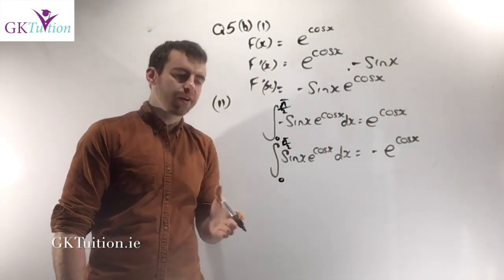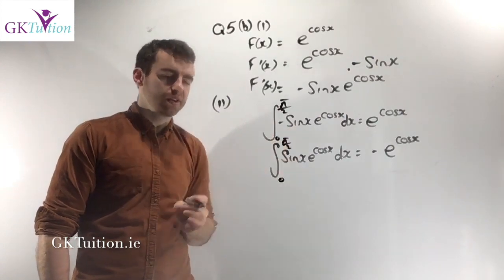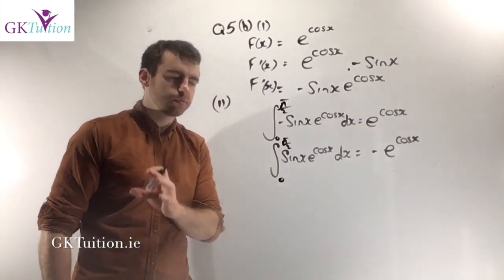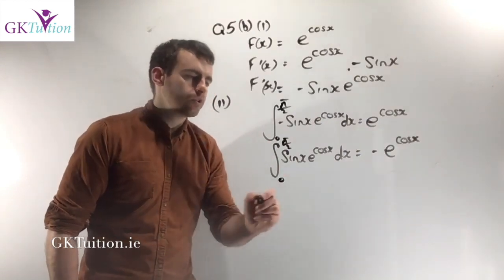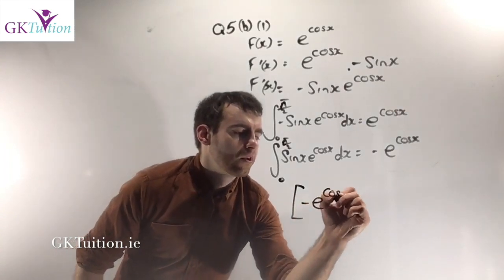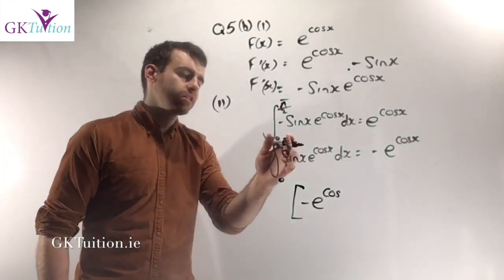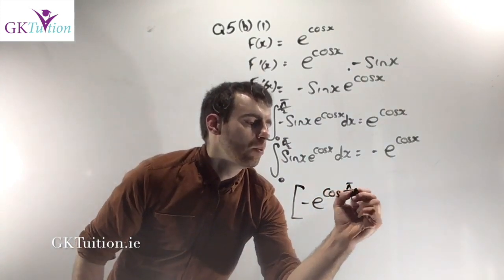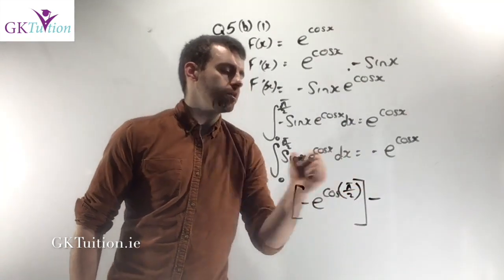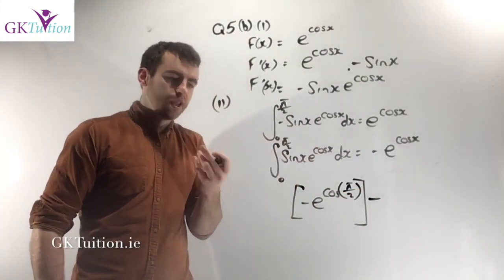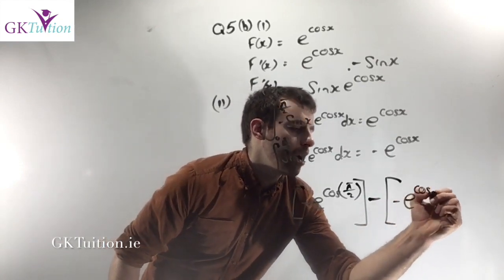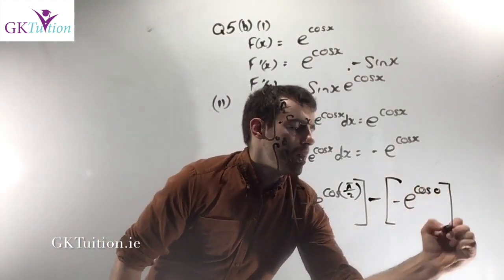So I've been asked to integrate this using the limits pi over 2 to 0. Basically that means I'm going to sub in the upper limit, pi over 2, and then subtract and sub in the lower limit. So the first thing I'm going to do is minus e to the power of cos, but instead of cos x, it's going to be cos of the upper limit, and the upper limit was pi over 2. Then I'm going to put a minus between them, rewrite it, but sub in the lower limit. So it's going to be minus e to the power of cos of 0.